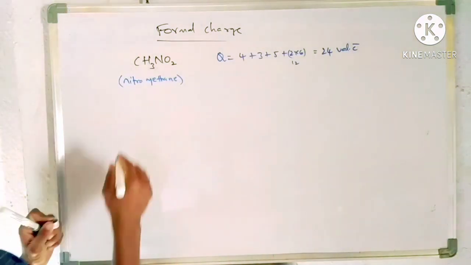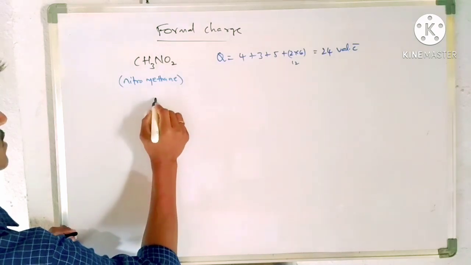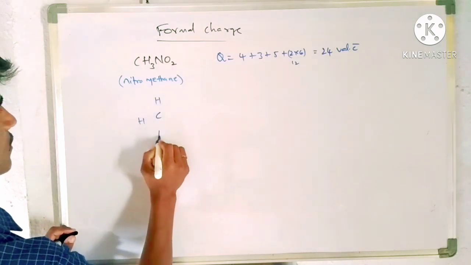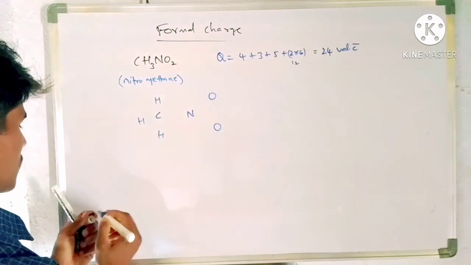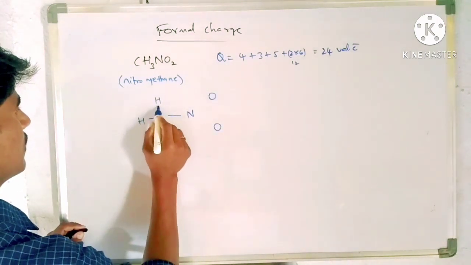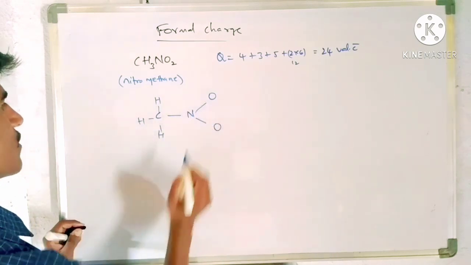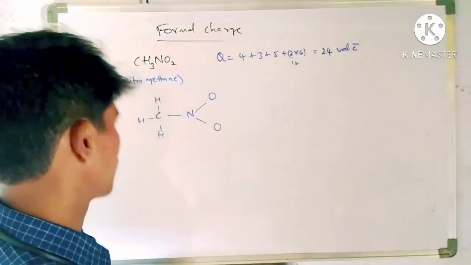So here let's start writing. Carbon, with 3 hydrogens, and nitrogen is there, and oxygen is also there. First of all, we need to form the bonds between all the atoms. Yes, we form a bond here.